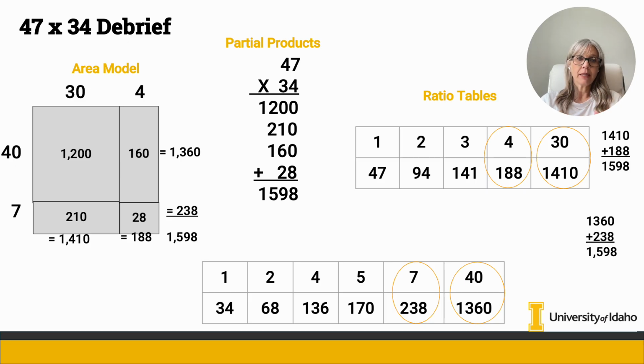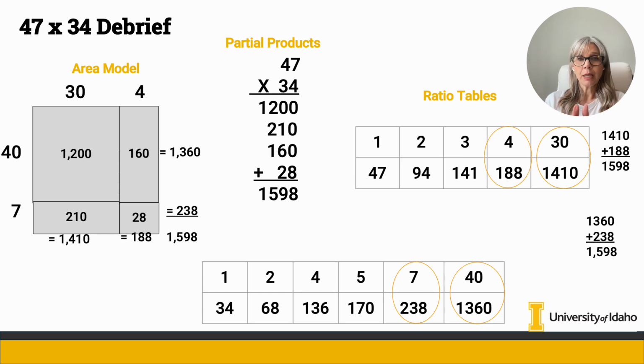That whole column right there totals 1410. Then we can do 40 times 4, which is 160, and 4 times 7, which is 28. That whole column equals 188. We combine those and we get 1598.